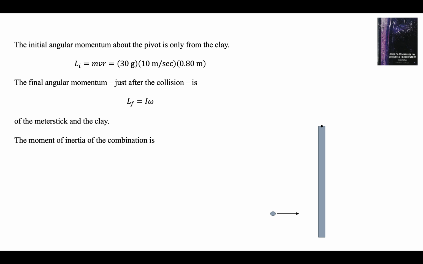The moment of inertia of the combination: we have a rod about an end, which we just calculated, right? 1/3 ml squared. So there's the rod, 1/3 m, mass of the rod, that's given. 1 meter long, that's the mass of the clay. 0.8 meters is the position. It's mr squared. Remember, it's a point mass. So it's just mr squared. All of the clay is 80 centimeters away. We add that up, we get 119.2 grams meter squared for the moment of inertia of the clay and meter stick.